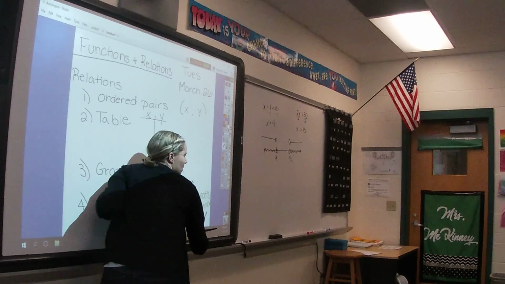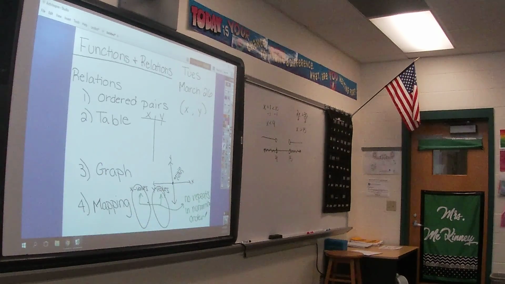What does in numerical order mean? Least to greatest, right? Smaller to larger. Okay, so all four of these things are representations of the exact same info. They look different, but they tell us the exact same info.